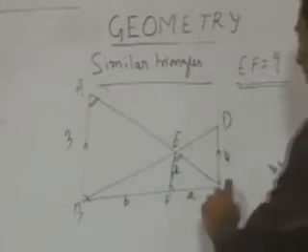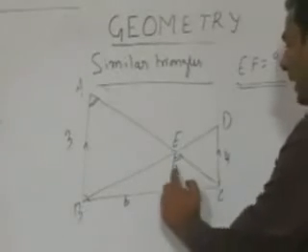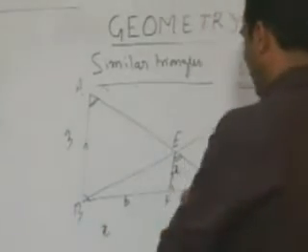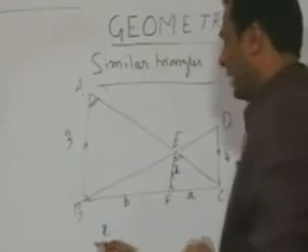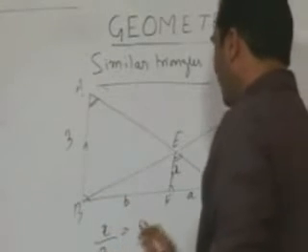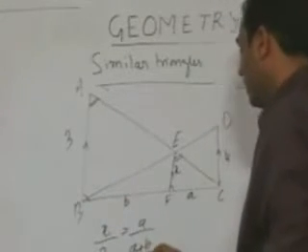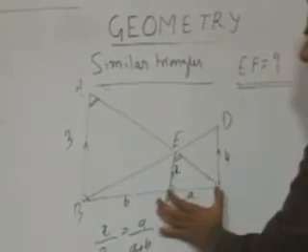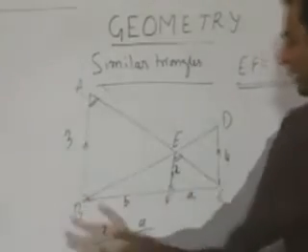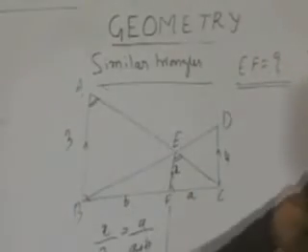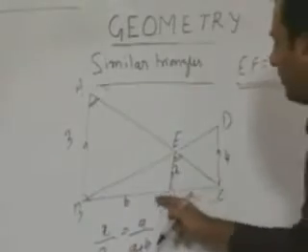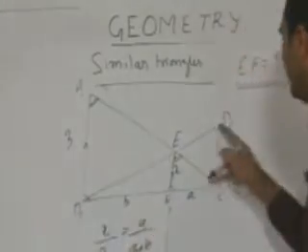In this smaller triangle I am taking x, so in this bigger one I will take the 3: x by 3 is equal to a upon a plus b. Because in the smaller triangle the length of this side is a and in the bigger triangle this length is a plus b.